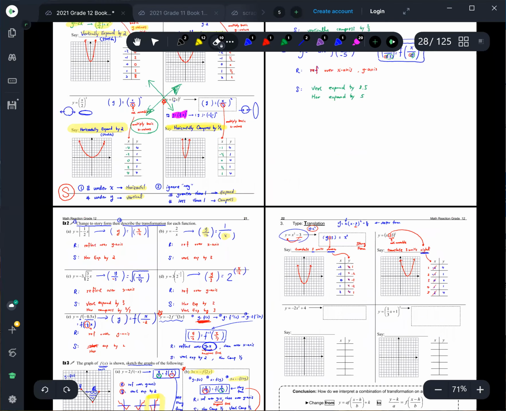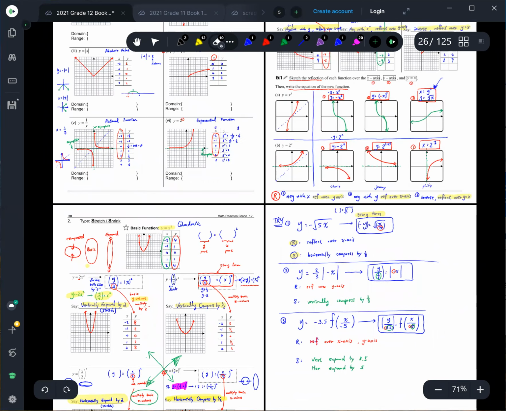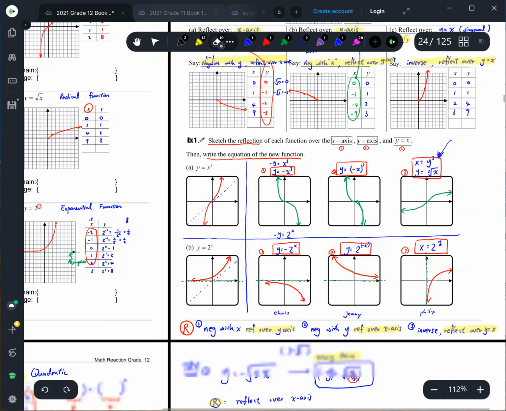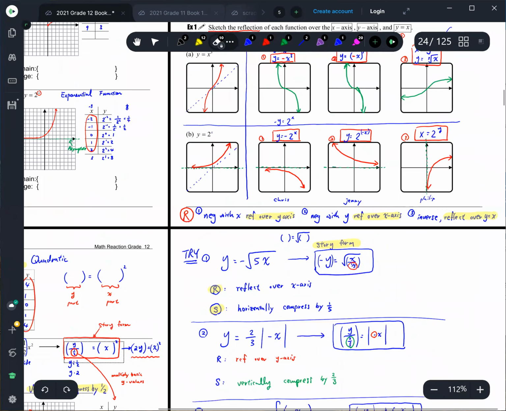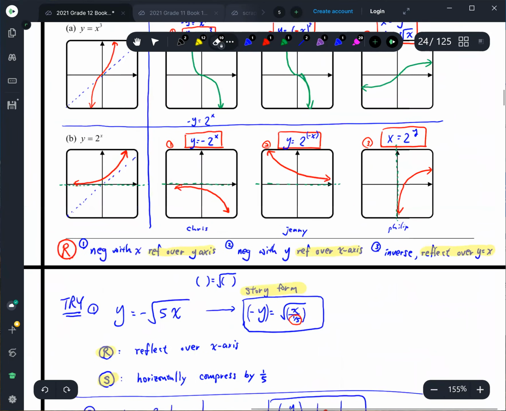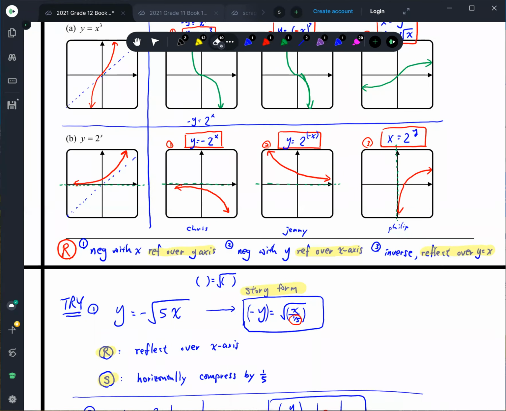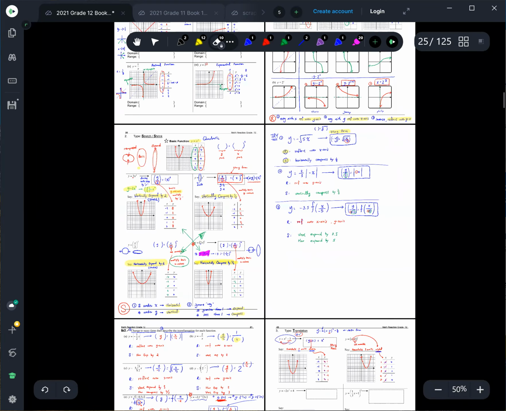Remember, for each part, we have a conclusion, right? For the reflection, we put it at the bottom of the page, right? Reflection, we have the negative with x, negative with y, inverse, right? Those ones. By the way, for the homework, when you answer reflection, you don't need to write negative with x. I saw that in homework 5, some of you wrote down negative with x. Negative with x is not part of the answer. It's a rule to help you figure out, okay? When you answer, you just write reflect over something. Okay, so that's the rule for reflection.